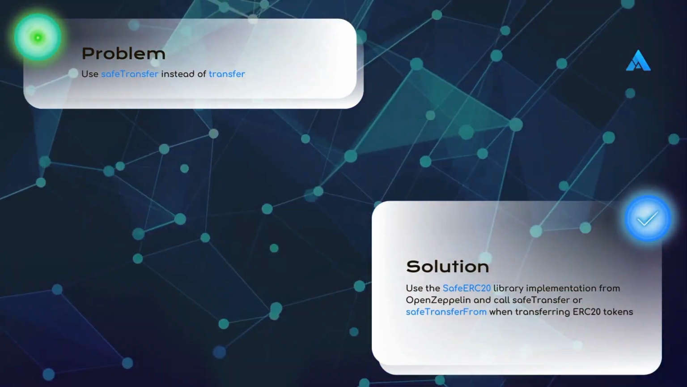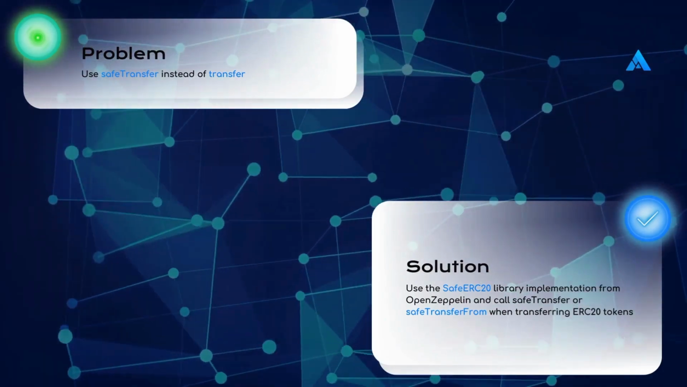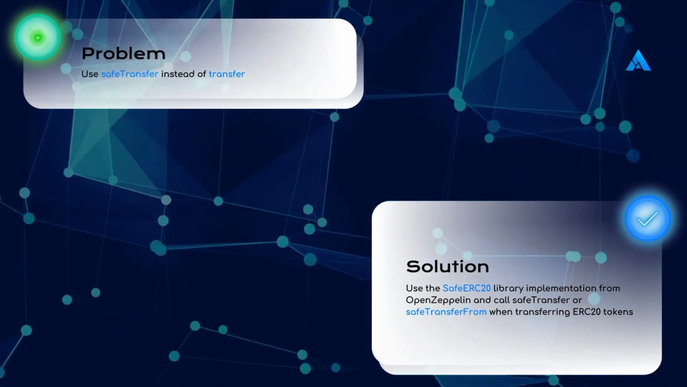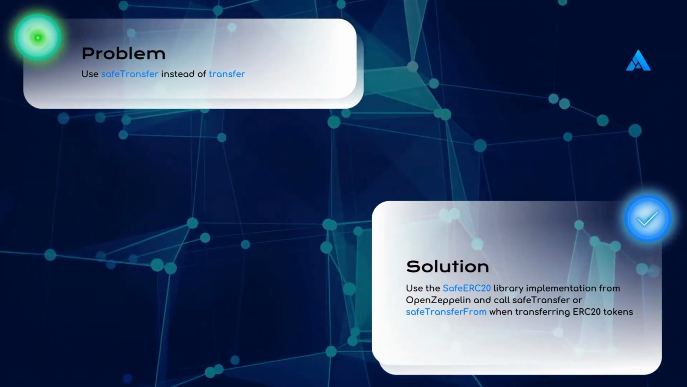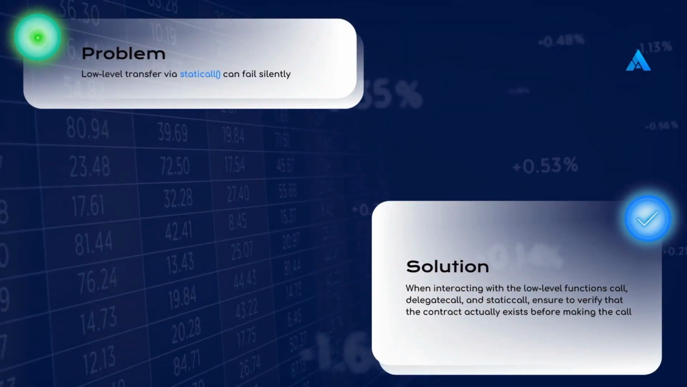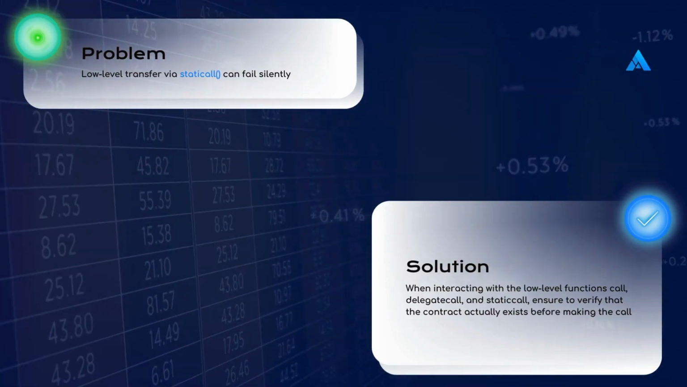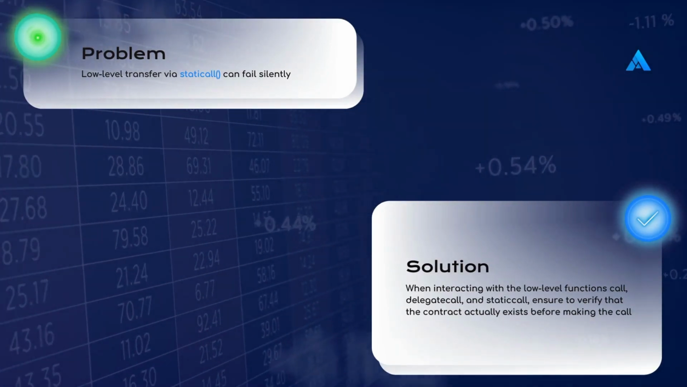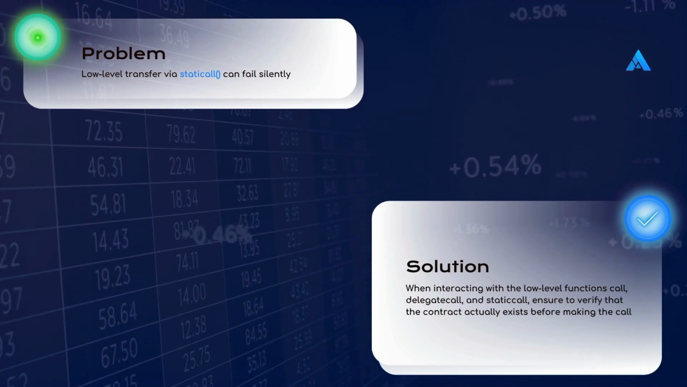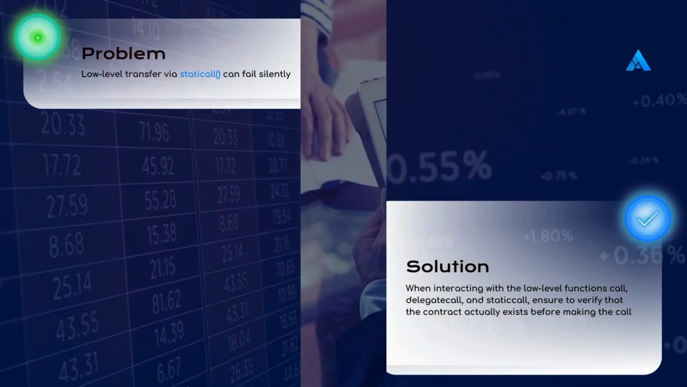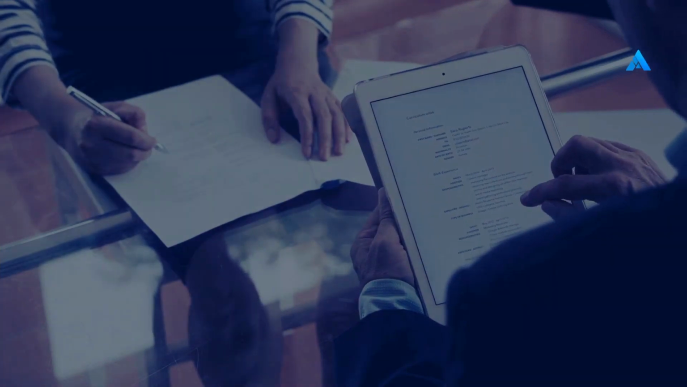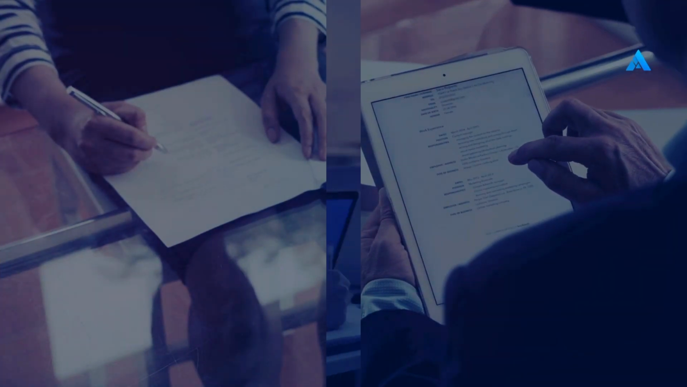Use safeTransfer instead of transfer. Use the SafeERC20 library implementation from OpenZeppelin and call safeTransfer or safeTransferFrom when transferring ERC20 tokens. Low-level calls via staticcall can fail silently. When interacting with the low-level functions call, delegatecall, and staticcall, ensure to verify that the contract actually exists before making the call. AuditOne successfully enhanced the Rethink Finance smart contract security.